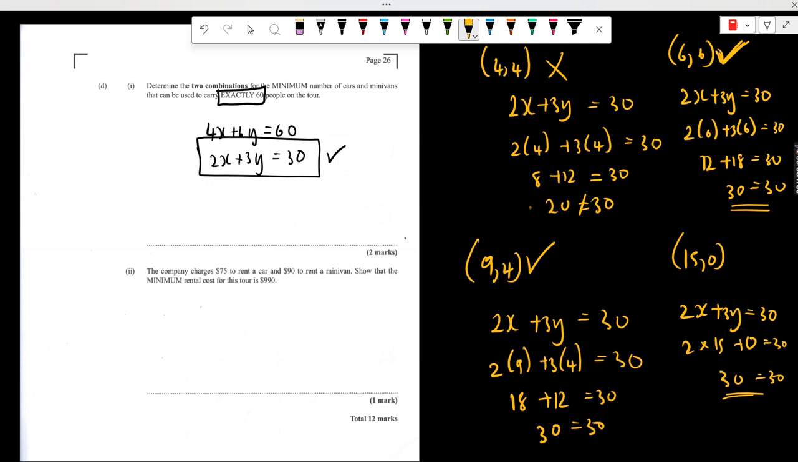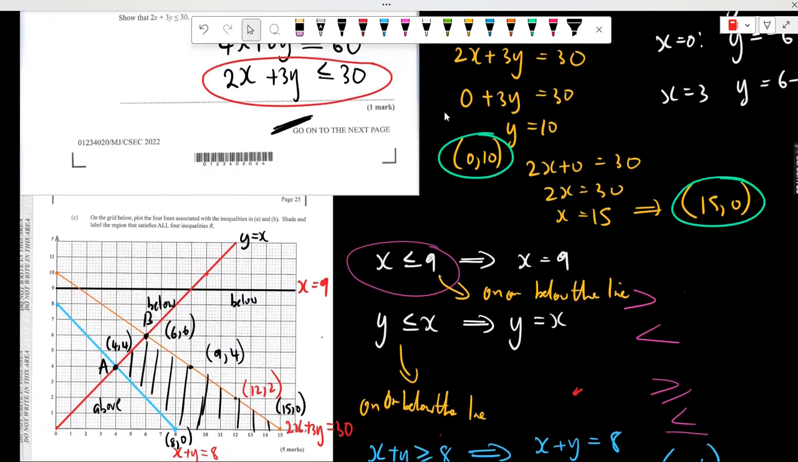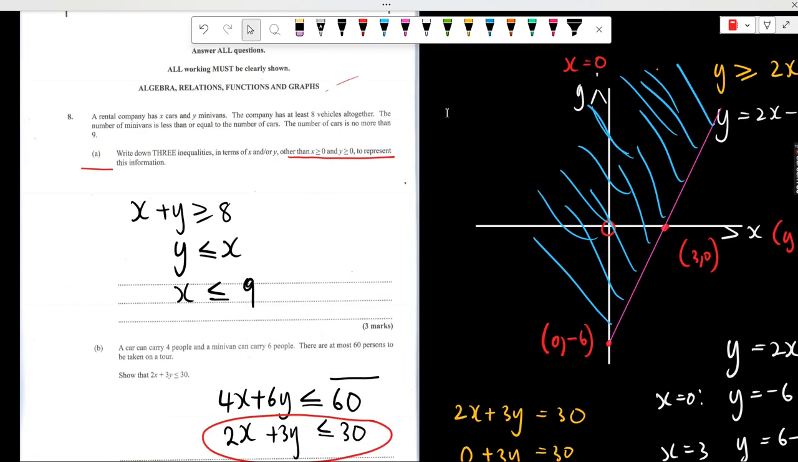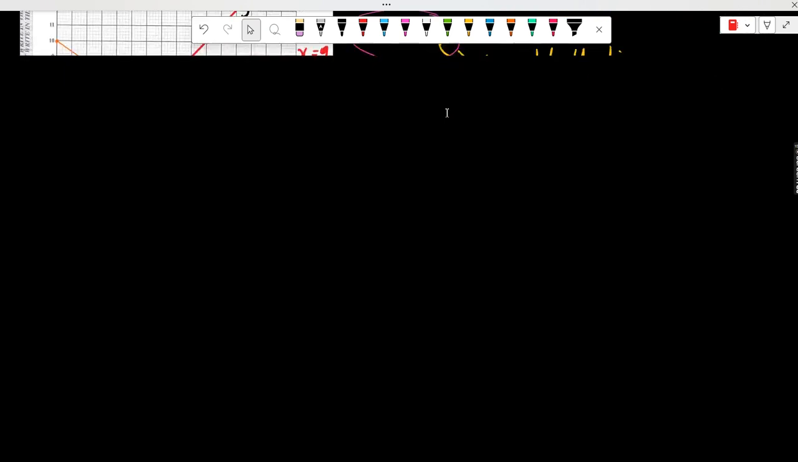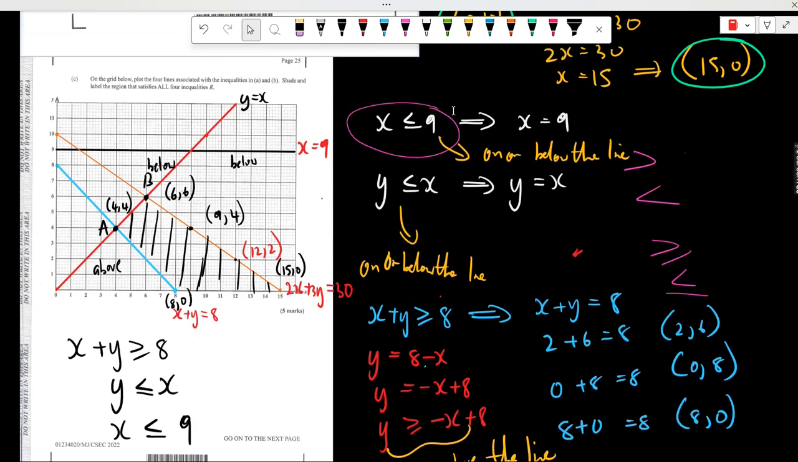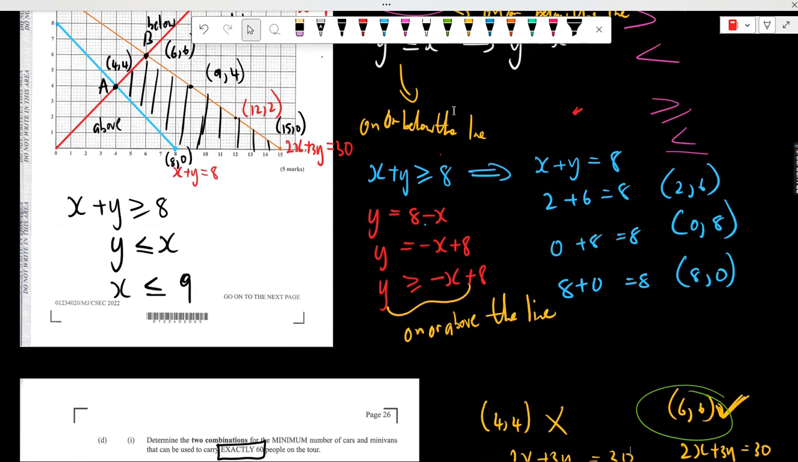So these are the two. This combination here, 9 cars and 4 minivans, and 6 cars, 6 minivans. Yes, that is it. Okay? Yes, sir.